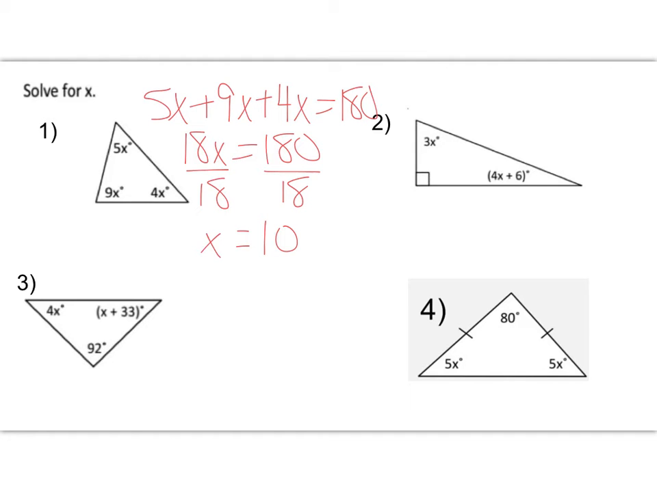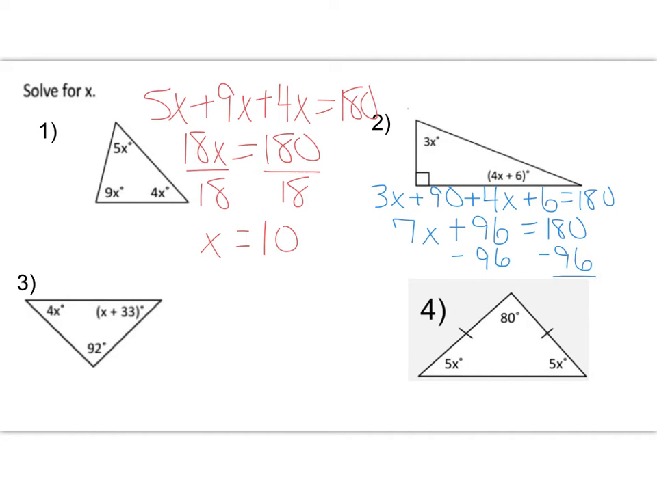So we know that these angles of a triangle add up to 180. So 3x plus 90 plus 4x plus 6 equals 180. So I want to see that equation, and I want to see your algebra. So 3x plus 4x is 7x, 90 plus 6 is 96, equals 180. This is now a two-step equation. So I'm going to subtract 96 from both sides. I get 7x equals 180 minus 96 is 84. I'm going to divide both sides by 7.